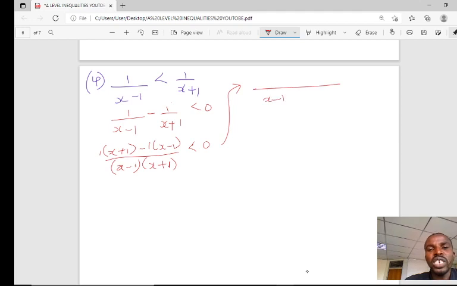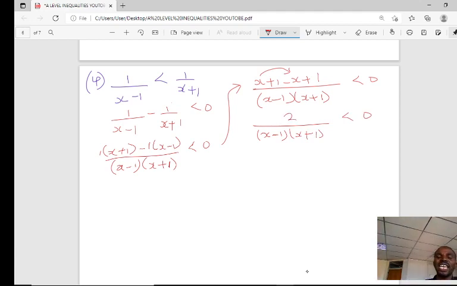Please maintain your denominator, x minus 1, x plus 1, then less than 0. Then simplify, remove the bracket. It will be x plus 1 minus x plus 1. Then simplify the numerator. Maintain the denominator. So x minus x is 0, then 1 plus 1 is 2. So you'll be left with something like this.